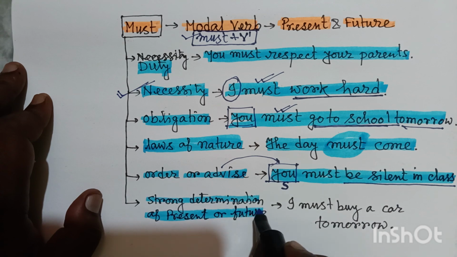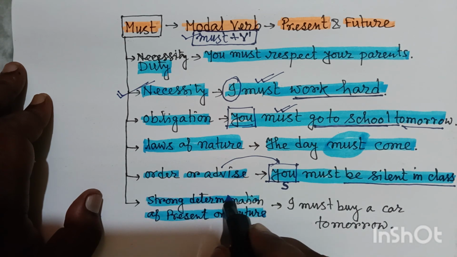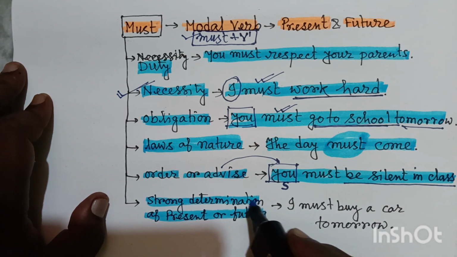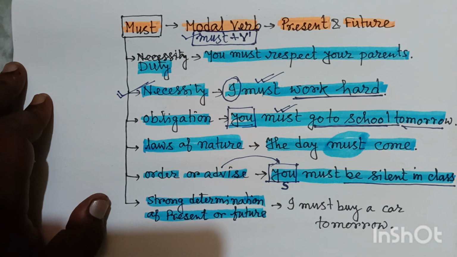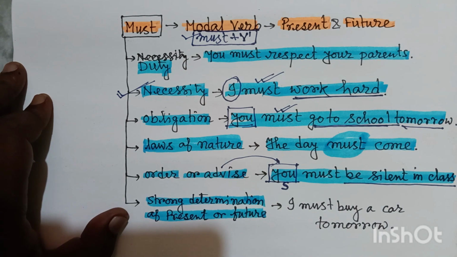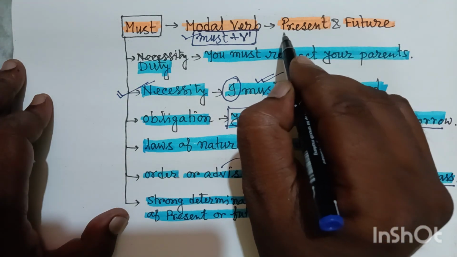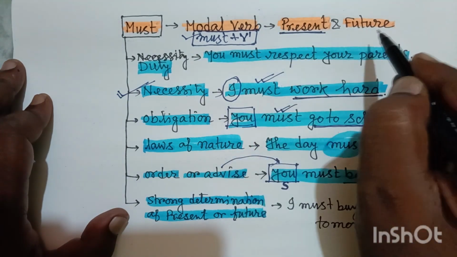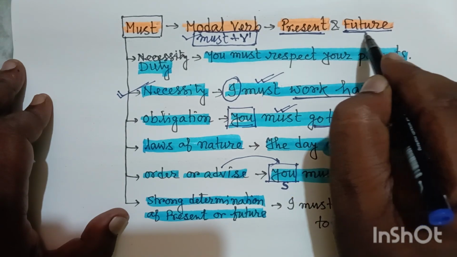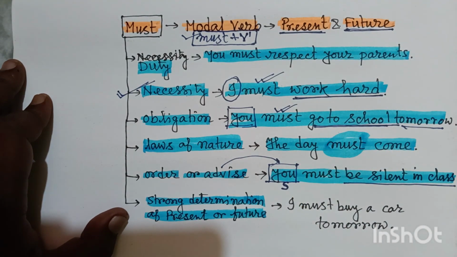My dear friends, there is another most important thing, that is strong determination of present and future. If we want to convey this thought or this idea in our sentences, that will be a strong determination, maybe of present, maybe of future. My dear friends, this particular modal must is used in present tense, or in future tense. We cannot use it in past tense, mind it. So for strong determination of present or future, we can use the modal must.